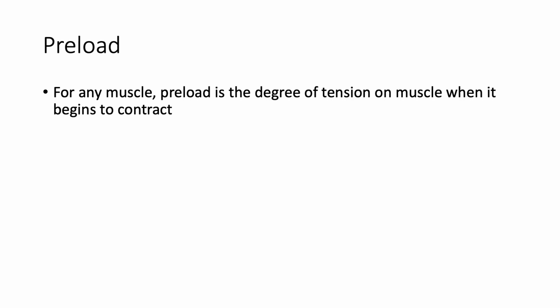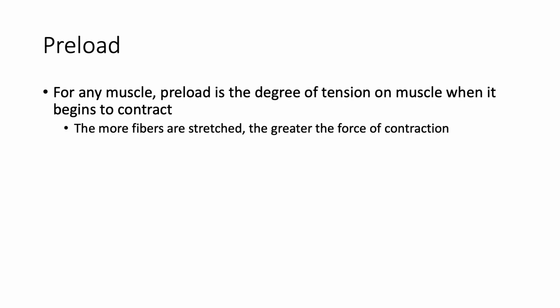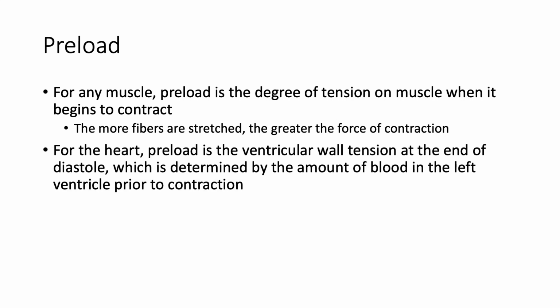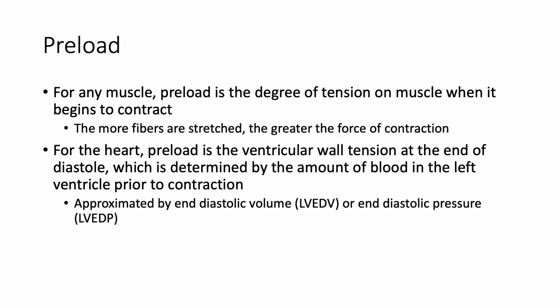So for any muscle, preload is the degree of tension on that muscle when it begins to contract. So the more the muscle fibers are stretched before the contraction, the greater the force of contraction will be. For the heart, preload is the ventricular wall tension at the end of diastole, which is determined by the amount of blood that's in the left ventricle prior to contraction. And we approximate this by the end diastolic volume, and sometimes we use the end diastolic pressure. And this is mostly determined by venous return, so how much blood is returning through the veins to the right side of the heart.